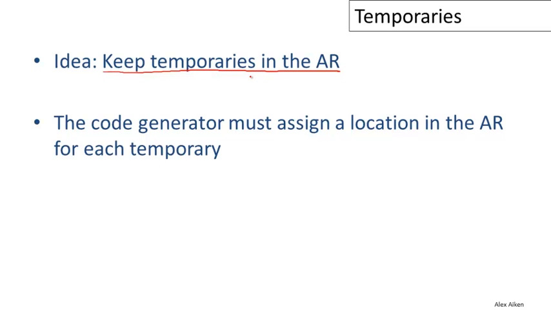And the improvement that we're going to make is to have the code generator assign a fixed location in the activation record for each temporary. So we're going to pre-allocate memory, or a spot in the activation record, for each temporary, and then we will be able to save and restore the temporary without having to do the stack pointer manipulations.